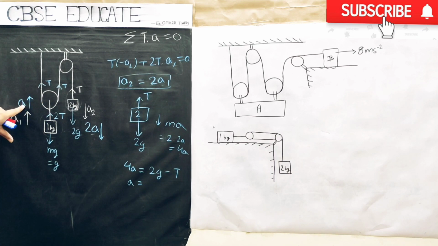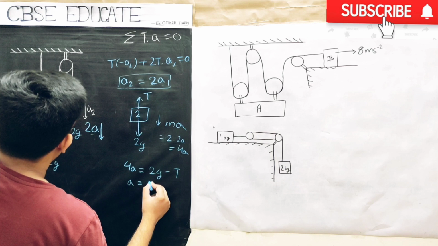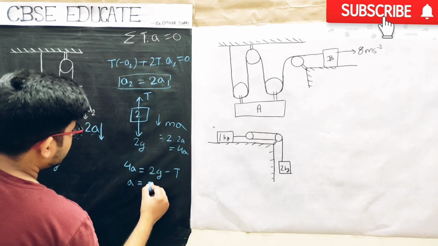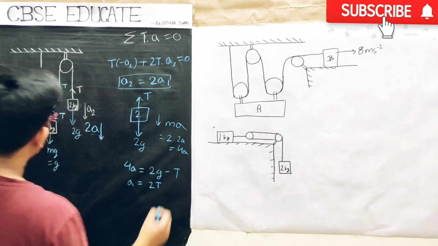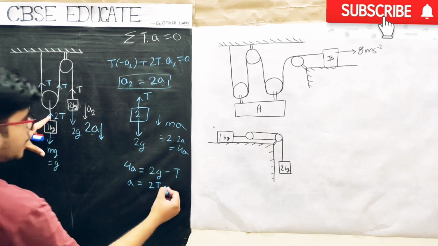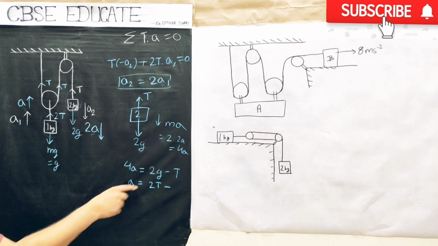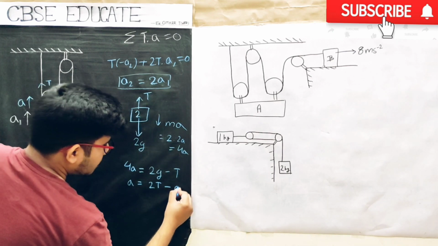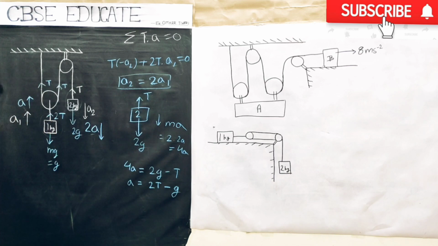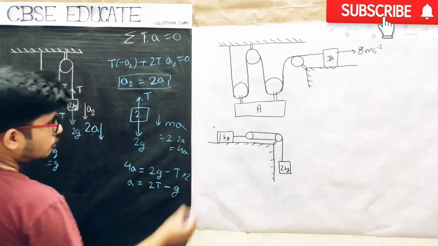Tension is in the same direction as acceleration. So I will write first T over a, not T. Actually, it's 2T minus of what? Minus of g. Sorry, minus of g. Okay, so now you can multiply this equation by 2.